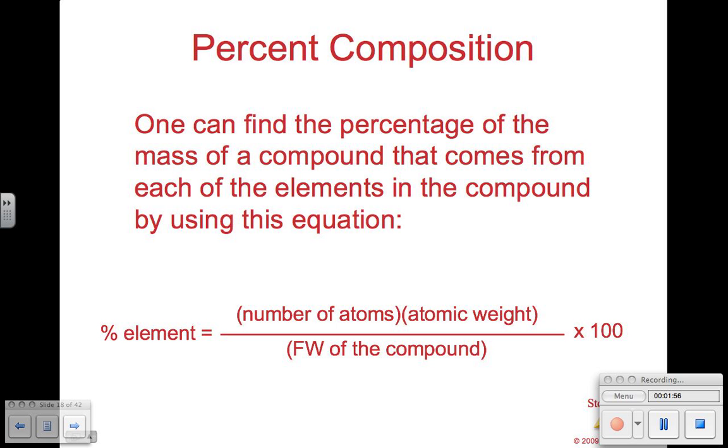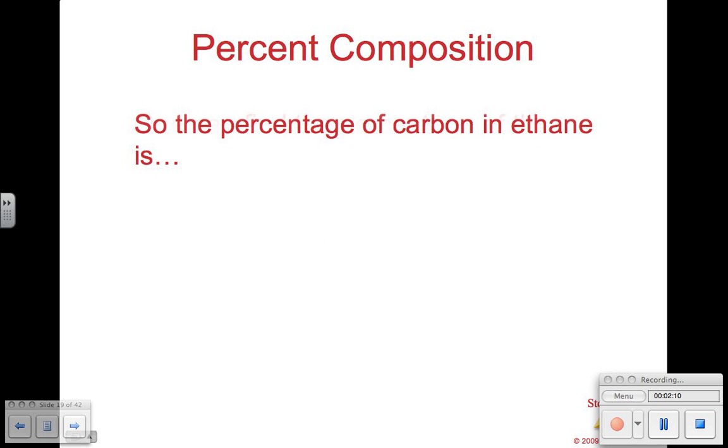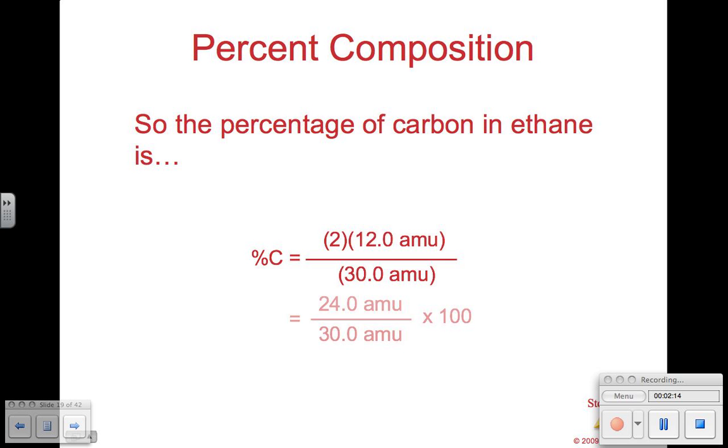That would be if you wanted to determine the percent composition, but I'm going to go through how you might take percent composition to determine what the formula is. So let's say you have 2 atoms of carbon and the atomic mass is 12, going back to ethane, divided by the total mass, which is 30, so 24 divided by 30, so 80% of ethane, the molecule, the mass comes from carbon.